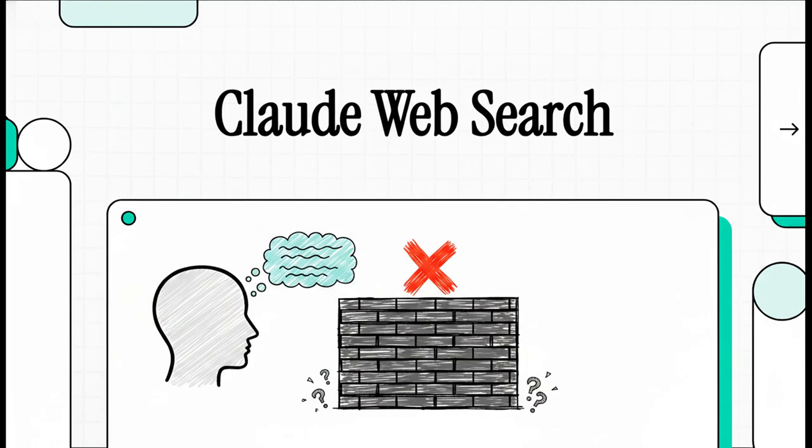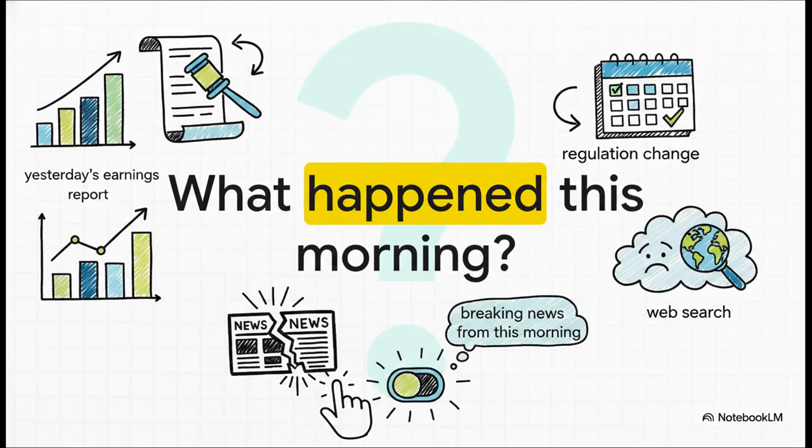Welcome to this explainer. Today, we are tackling what is literally the ultimate AI frustration, the dreaded knowledge cutoff wall. You know the feeling, right? You're right in the middle of this fantastic, productive conversation with Claude, making serious progress, and then, bam, you hit a dead end. You usually hit this wall when you ask about, say, yesterday's earnings report, or maybe some sudden regulation change from last week, or even just breaking news from this morning. And what happens? Claude either apologizes and says it doesn't know, or honestly, even worse, it just flat out guesses.